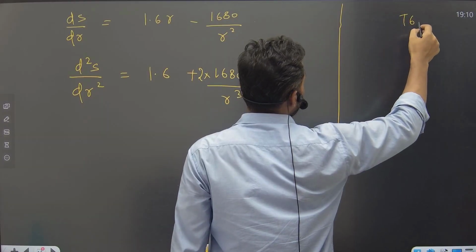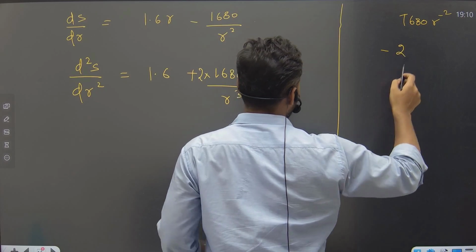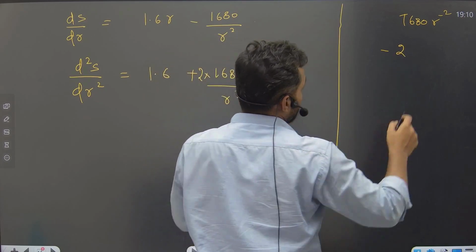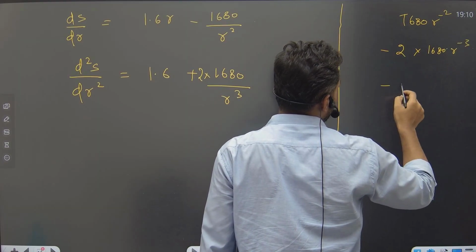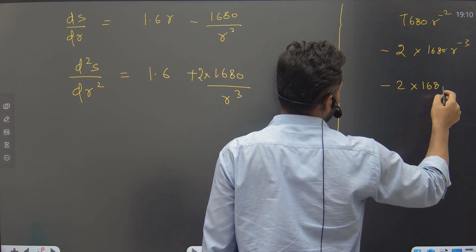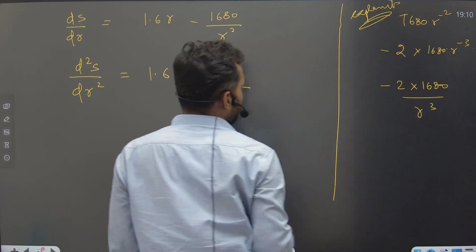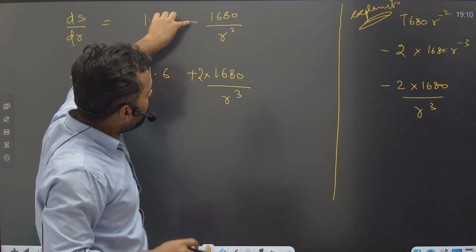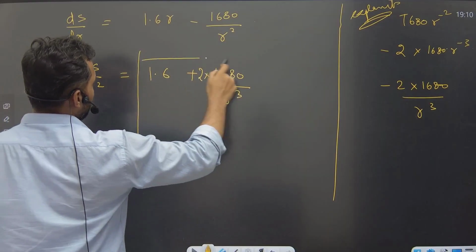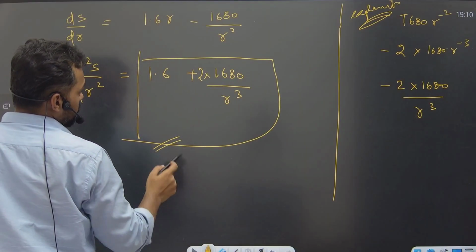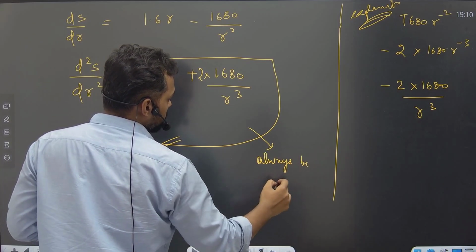We can write this part as 1680 r raised to the power negative 2. Now again further differentiation, we will get negative of 2 cross 1680 r raised to the power negative 3. So it will be minus of 2 cross 1680 upon r cube. This is the explanation part only, students. Since there is already a negative in the expression, we will get positive here. So after double differentiation, we are getting this part, and this value will always be positive.